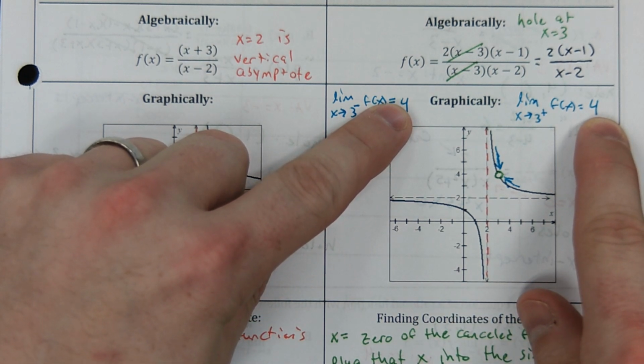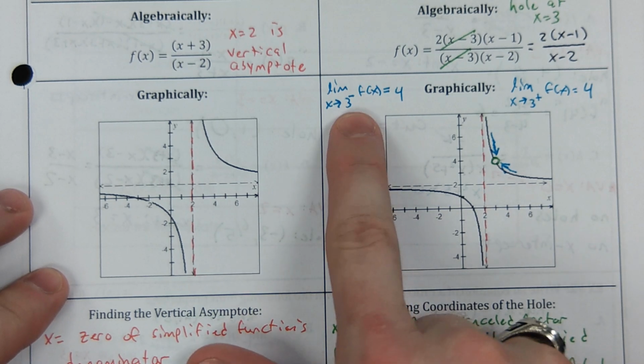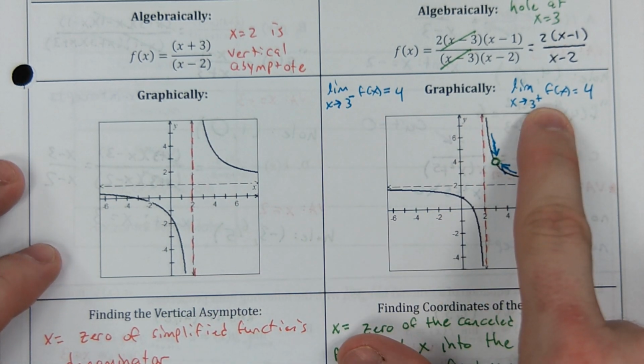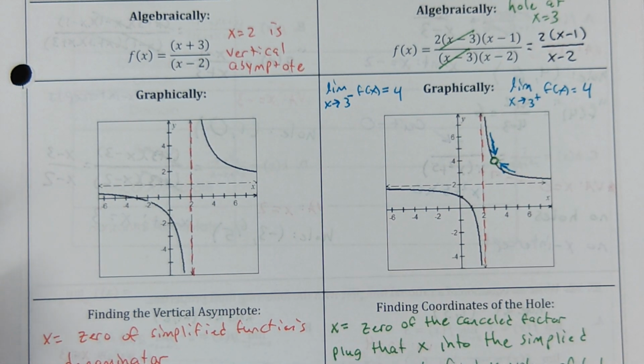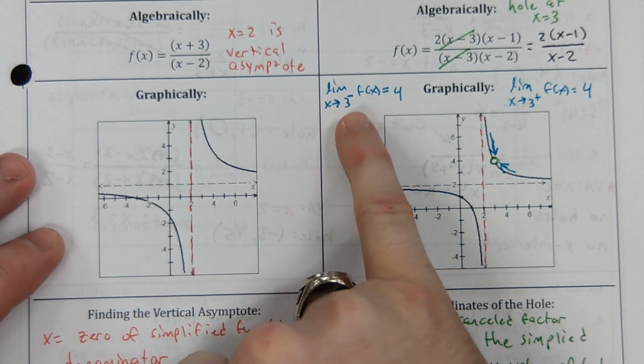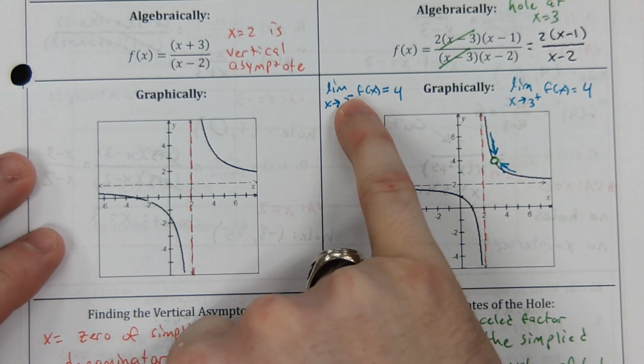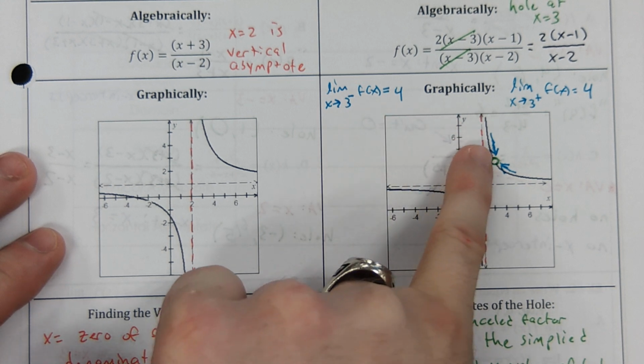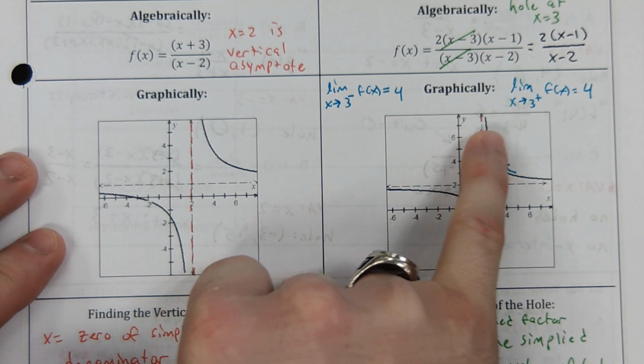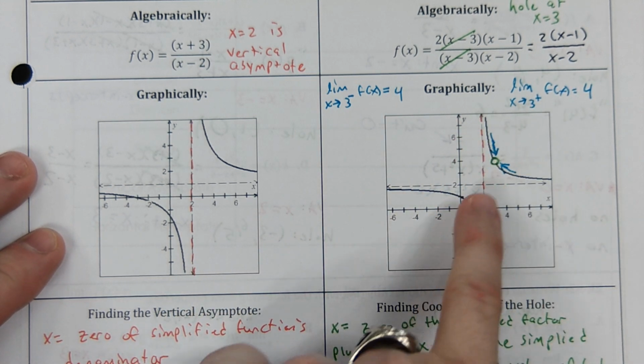What are the little signs above the number? The minus sign means left of and the plus sign means right of. So x is going to the left? No, this is x going to 3, but from the left side, that's this arrow. This is x going to 3, but from the right side, that's this arrow.